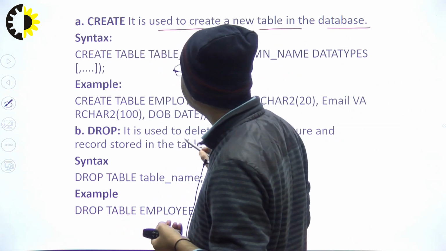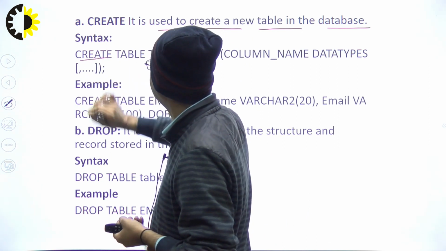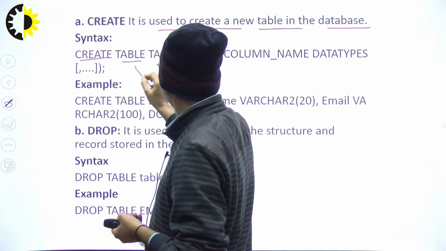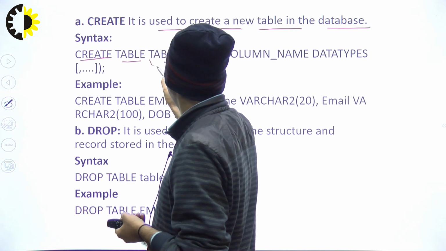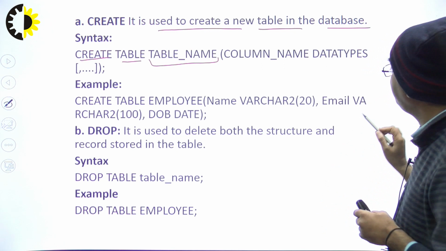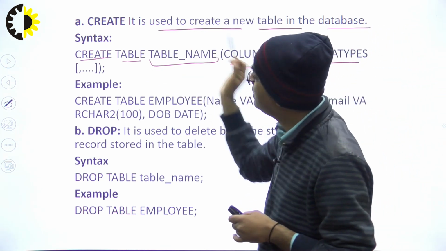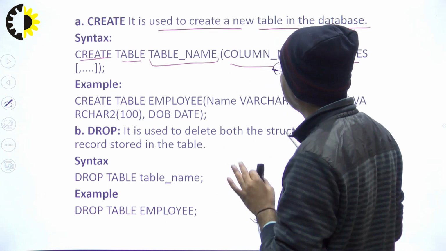What is the syntax of the create command? Here we have to write the keyword create, then table, create table. Then we have to write the name of the table and how many columns we need, with their data types. We have to write all these. Then the new table will be created.